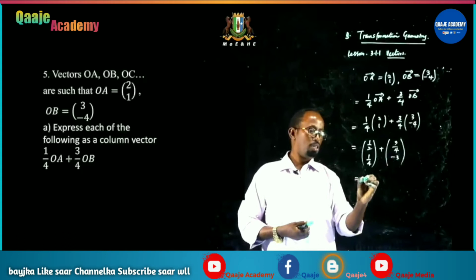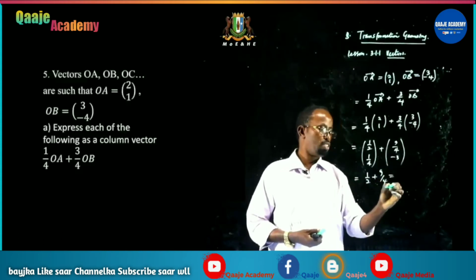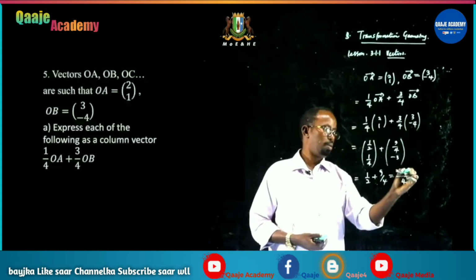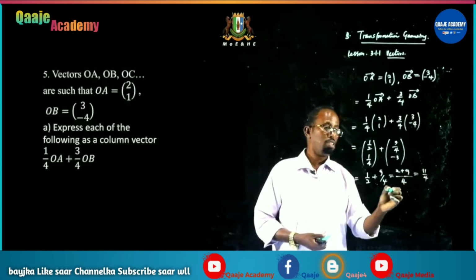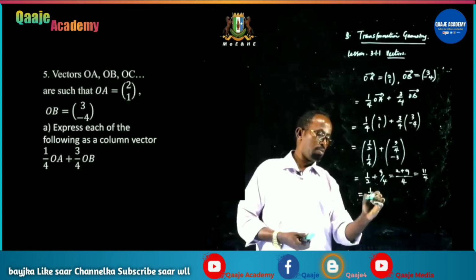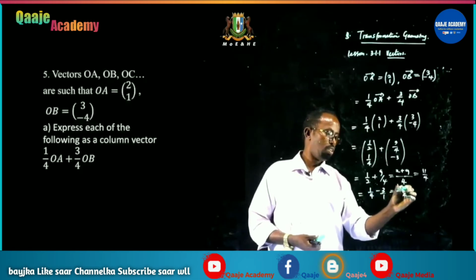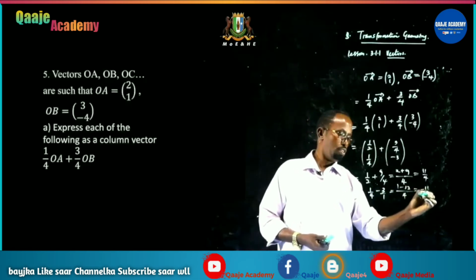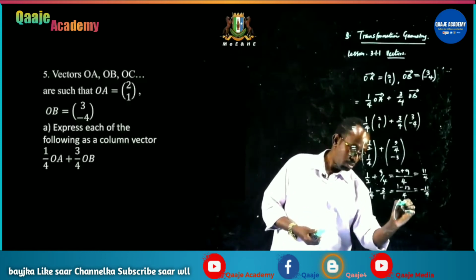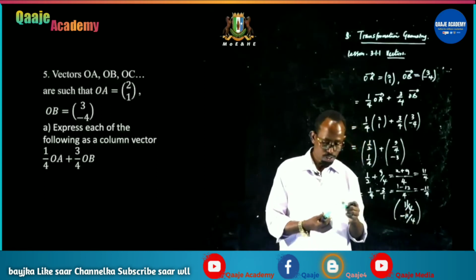So we add the first one, 1 over 2 plus 9 over 4. The LCM of these two is 4. You divide, you get 2, and then plus 9, you get 11 over 4. And then the next one is you add 1 over 4 subtracted 3. The LCM is also 4. That will be 1 minus 12. You get minus 11 over 4. So that is the scalar multiplication of that one. So 11 over 4, minus 11 over 4.